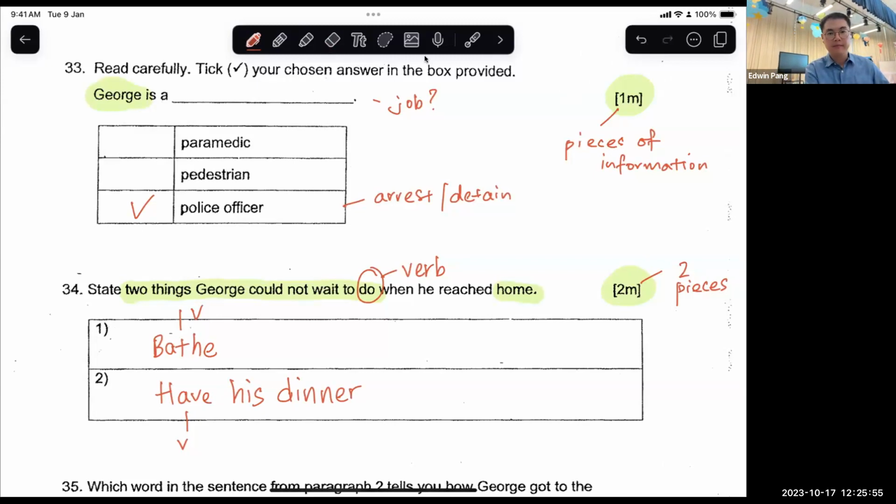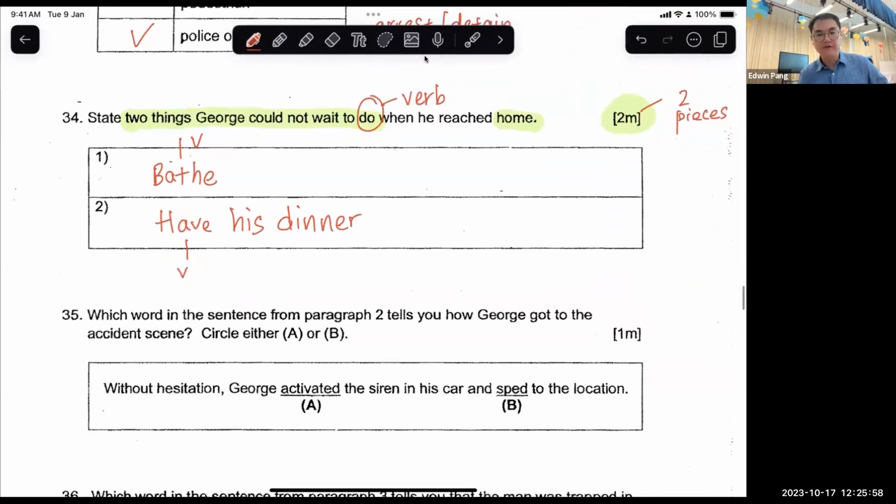All right, so now let's go on to question 35. Which word in the sentence from paragraph 2 tells you how George got to the accident scene? So how did he get? I want to circle the word how. How he got to the scene, all right? The manner in which, manner. So I'm looking for a word that describes how he got to the accident scene, right?